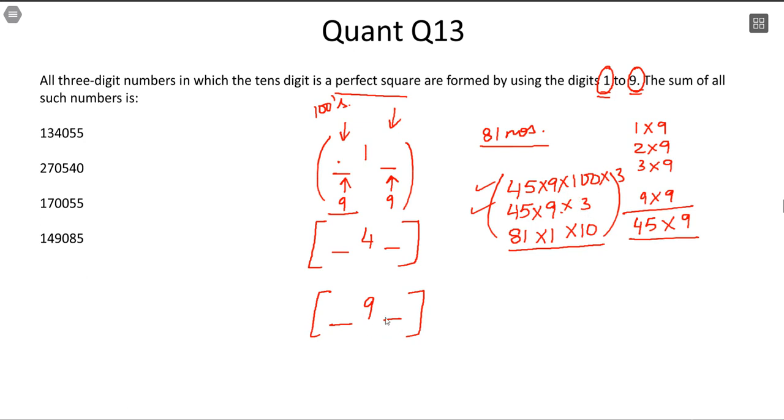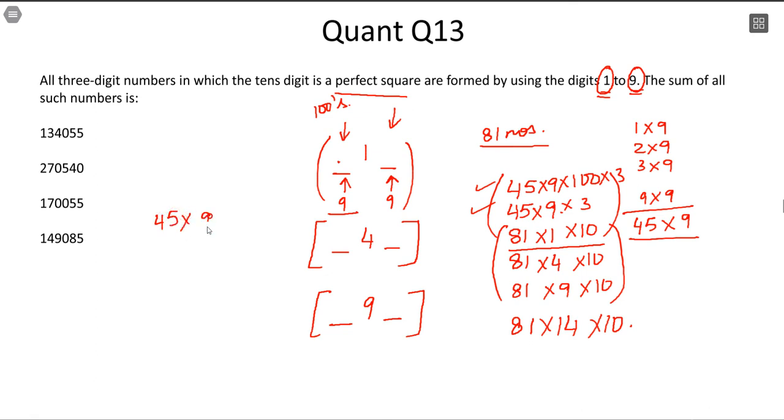So their contribution to the total sum has been ascertained straight away. For the middle portion, you will get 81 into 4 into 10, or 81 into 9 into 10, or these three expressions together will be 81 into 14 into 10. So the three things that I have to multiply are 45 into 9 into 3 into 100, 45 into 9 into 3, and 81 into 14 into 10. And you can multiply this and reach your answer as 1.